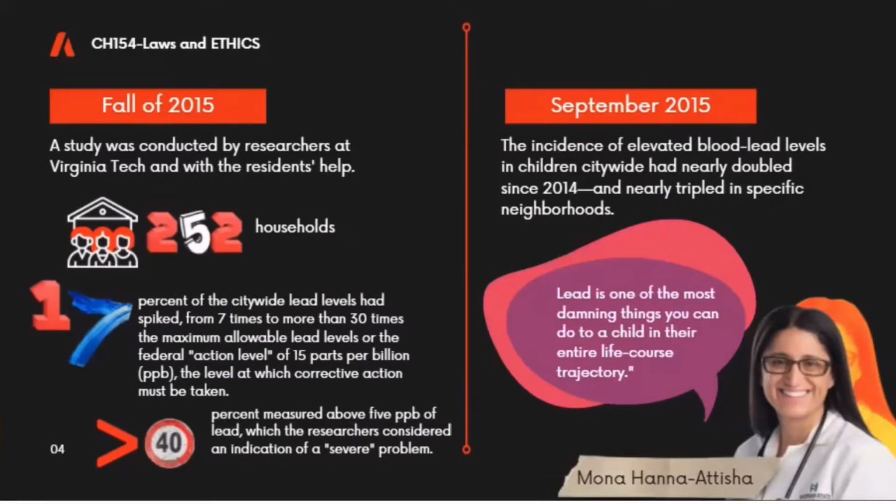To top it all off, further findings by Flint pediatrician Mona Hanna-Attisha in September 2015 revealed that the incidence of elevated blood lead levels in children citywide had nearly doubled since 2014 and nearly tripled in specific neighborhoods. She noted, "Lead is one of the most damning things you can do to a child in their entire life course trajectory."